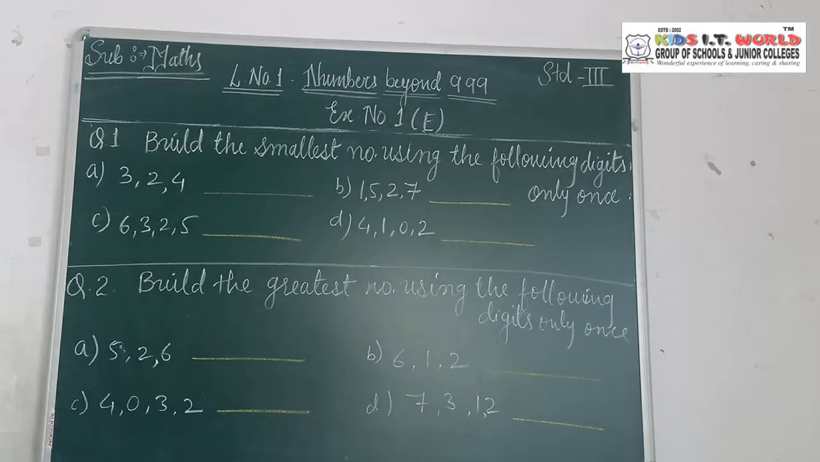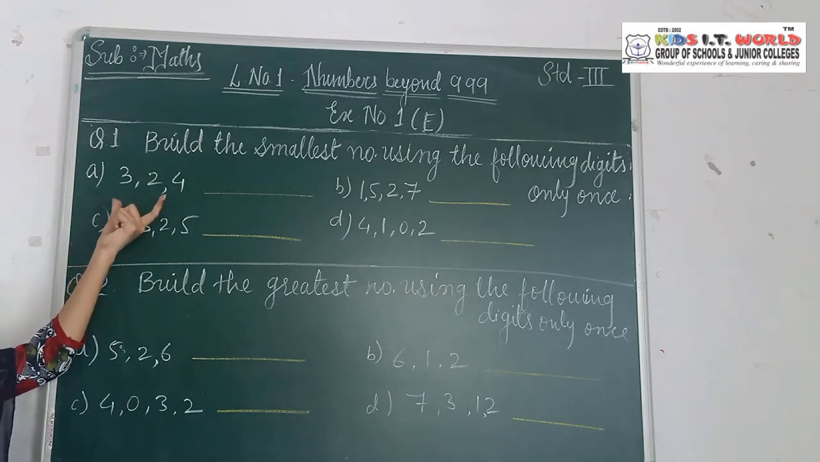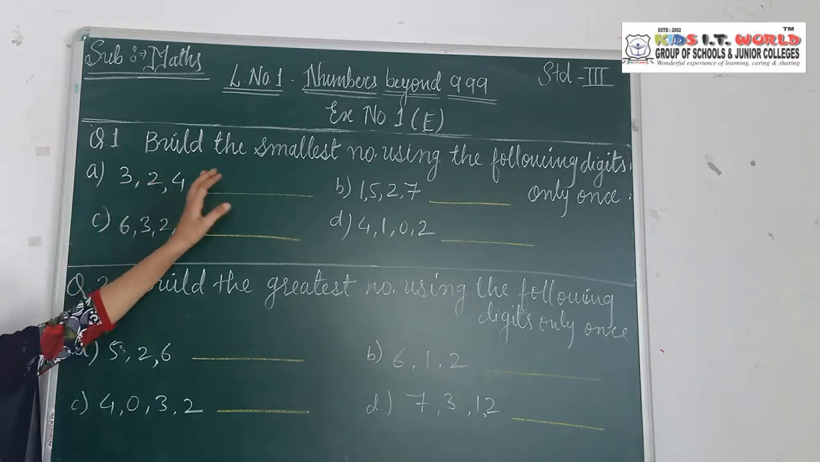Now coming to the next exercise. In this exercise you have to build the number. They have given you the number, you have to build the smallest number using that number and the greatest number using the given number. So in the first one you have to build the smallest number using the following digits only once. Means you have to use the digits given here only one time to build the smallest number.